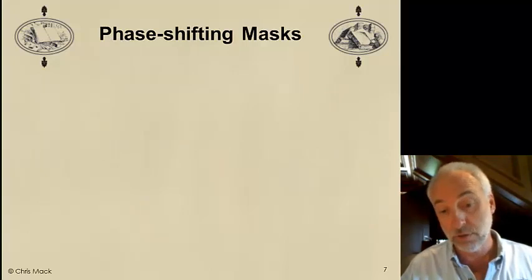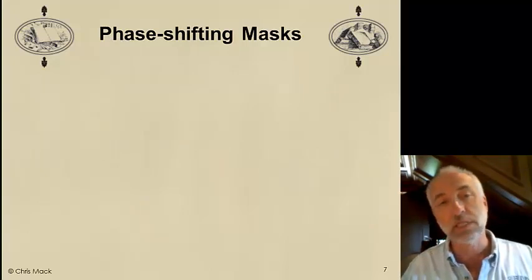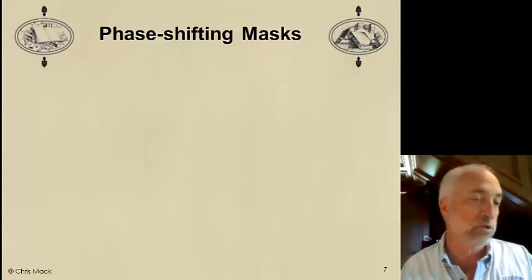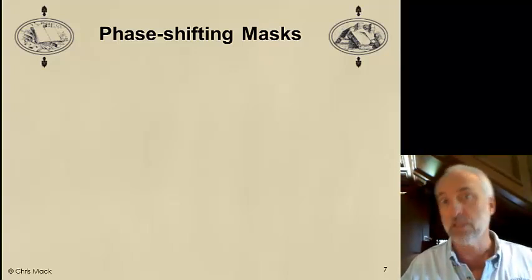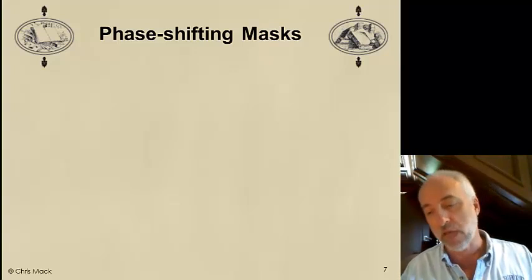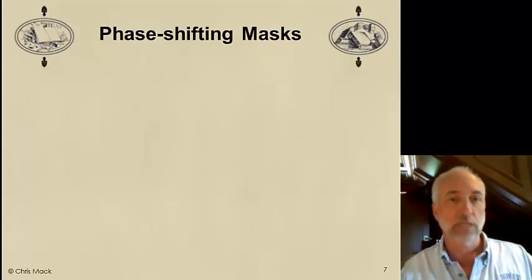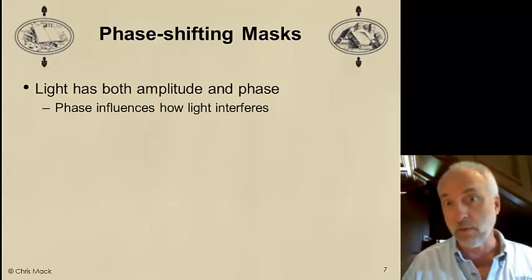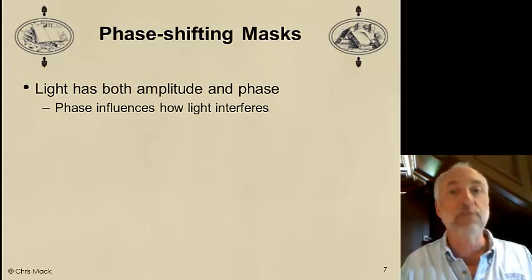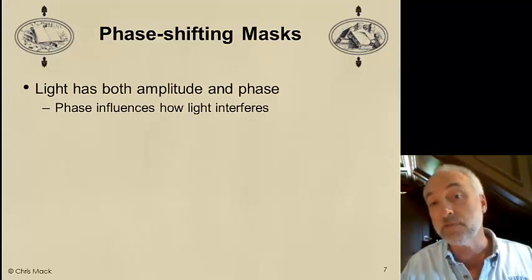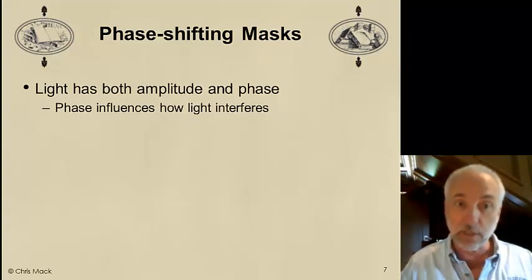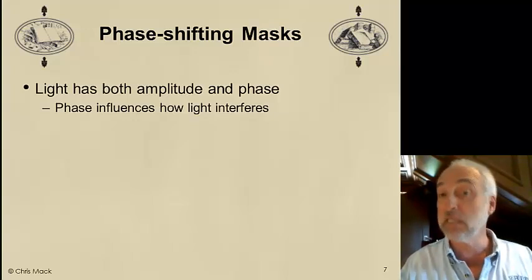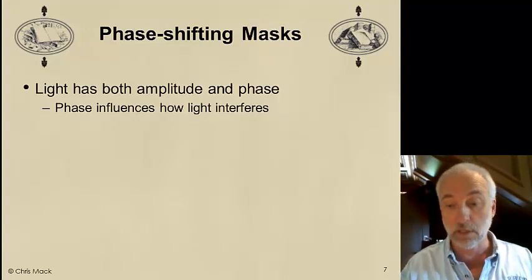Another approach, which in one sense accomplishes the same thing as off-axis illumination, but without the pitch sensitivity, is phase shifting masks. Let's look at what a phase shifting mask is. Well, light has both amplitude and phase. We know that. And we know that phase influences how light interferes. If I have two beams of light that are in phase, they add constructively. If I have two beams of light that are out of phase, they add destructively to give us darkness.